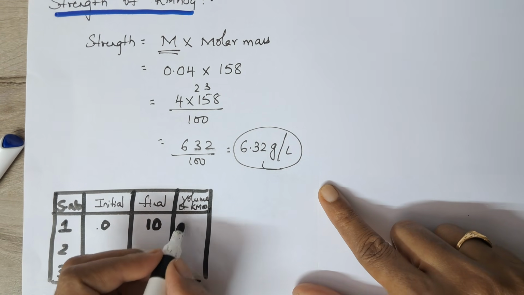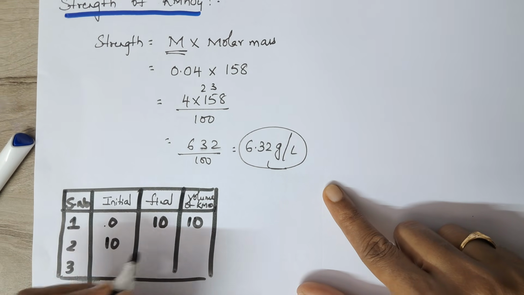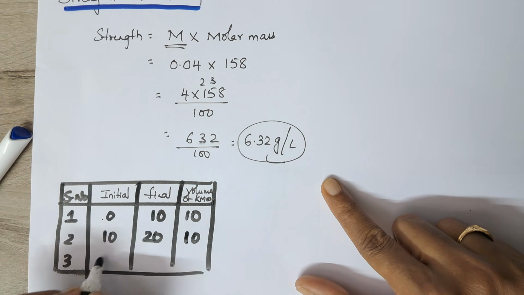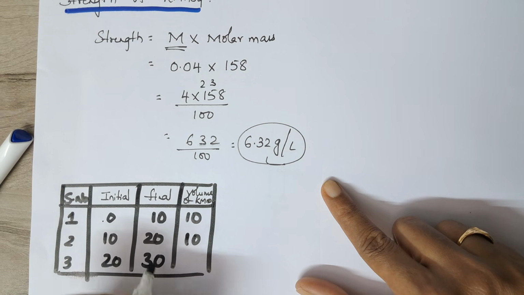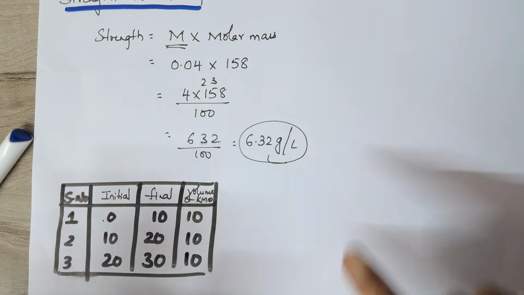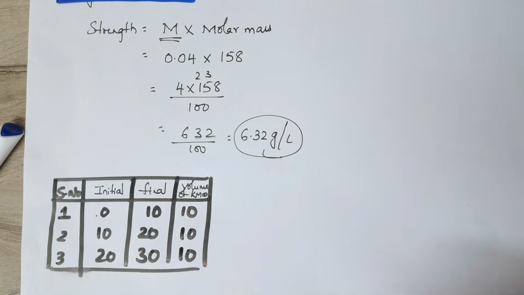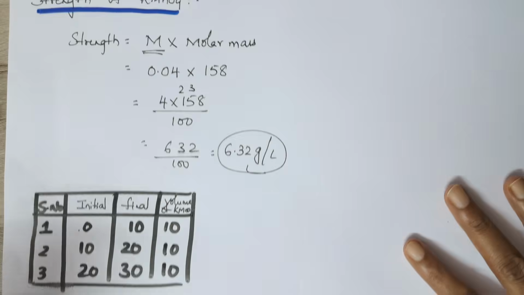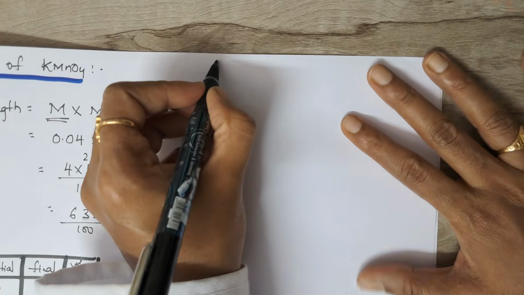10 minus 0 is 10. Again, you started at 10. For example, you got 20. So, 20 minus 10 is a difference of 10. Again, you started at 20, you got exactly 30, then 10. Like this, you should make the table. Wherever I started at 20, I should put 20 like that. Wherever you started, fine.